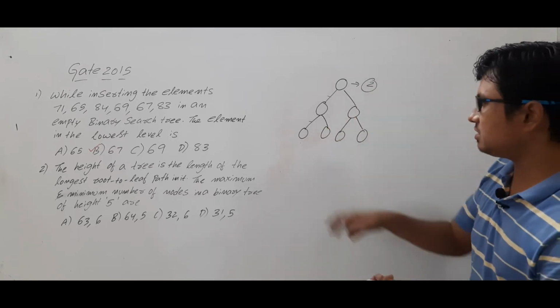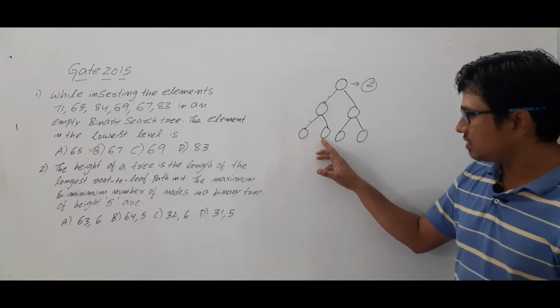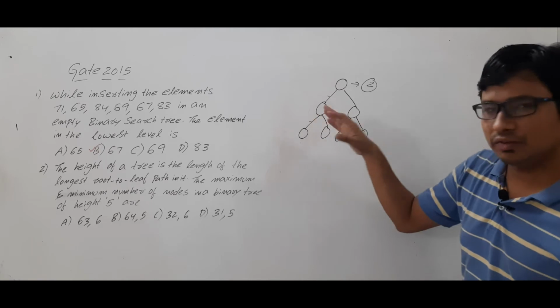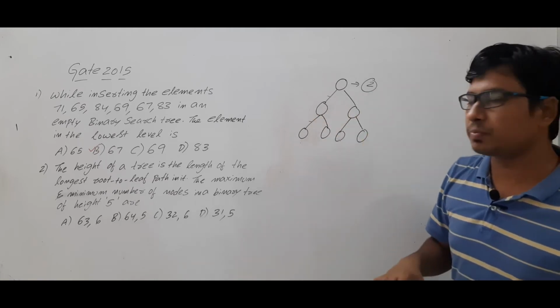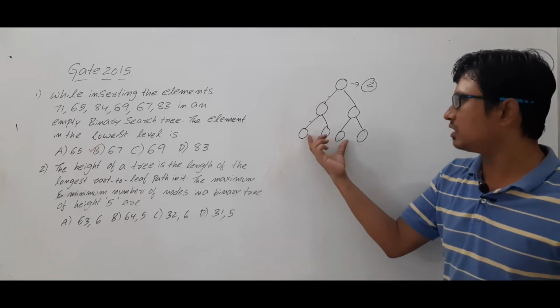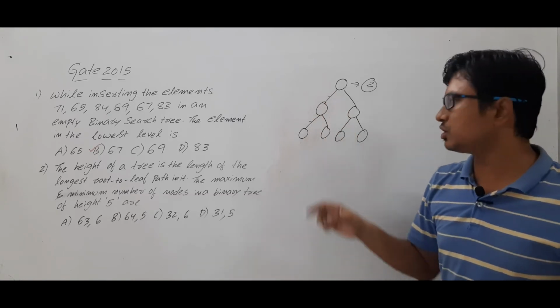Because these are the leaf nodes, this is a leaf node, this is a leaf node, this is a leaf node, this is a leaf node. Now to any of the leaf nodes, find the longest path, because here all the leaf nodes have the longest path where the number of edges is equal to 2.